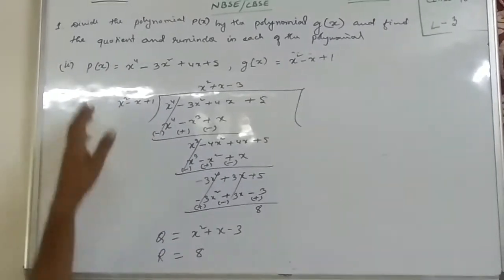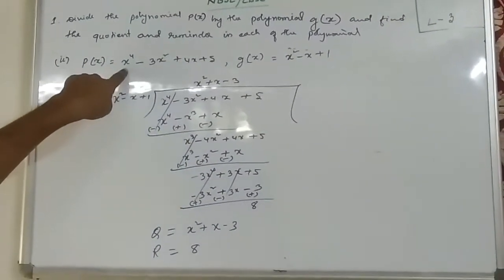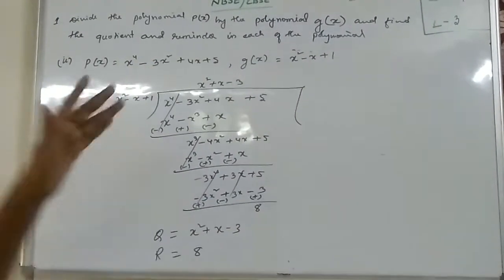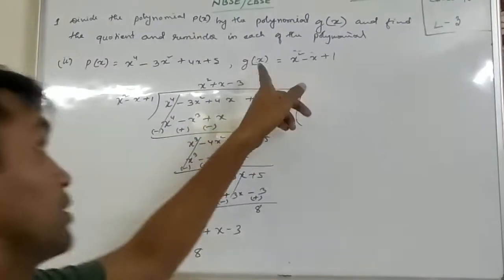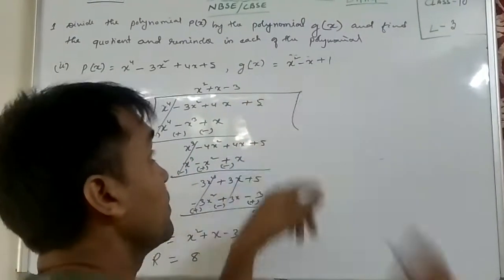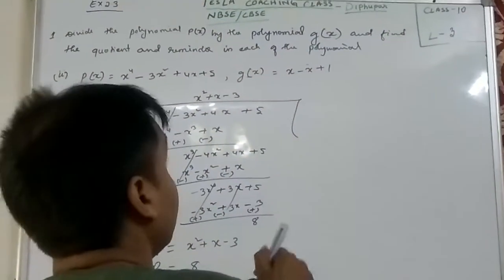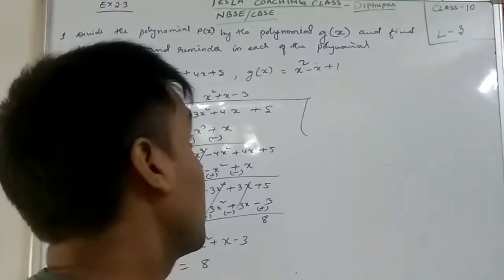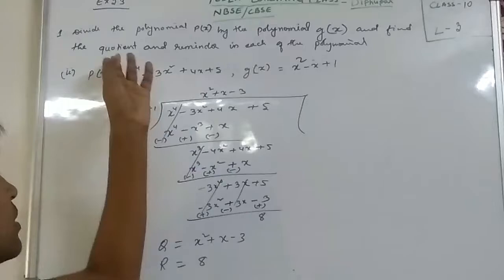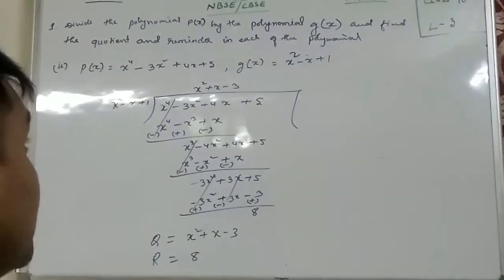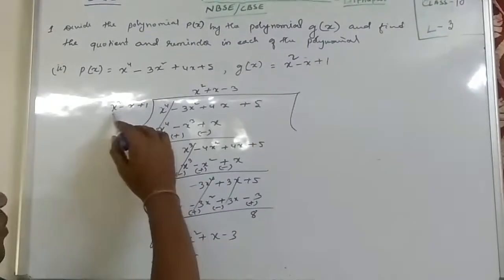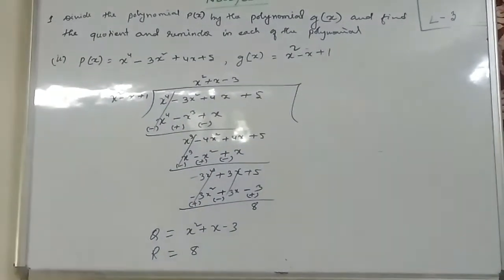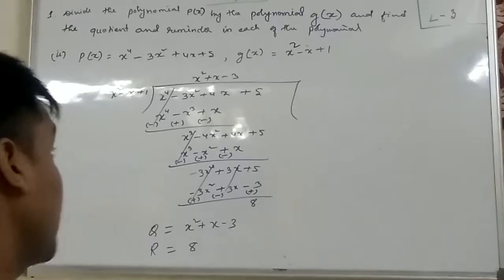Second question. In our second question they have given p of x equal to x to the power 4 minus 3x square plus 4x plus 5. That is our p of x, and g of x is x square minus x plus 1. So here also, same thing, they are telling us to find the quotient and remainder. So same way, our g of x will be here and p of x we will write it here. Now how to do, as we have done in the last question, same way.